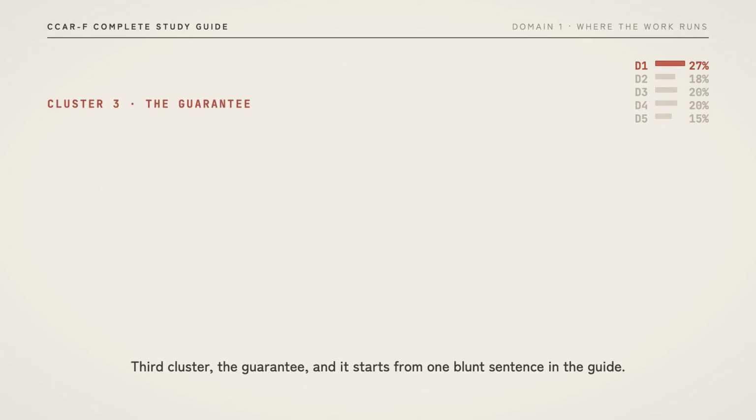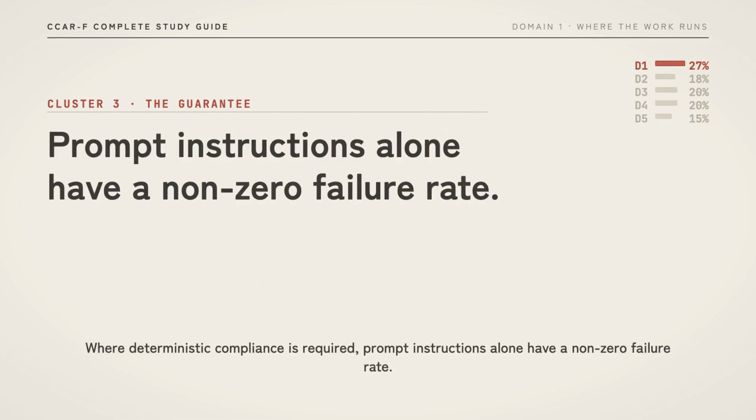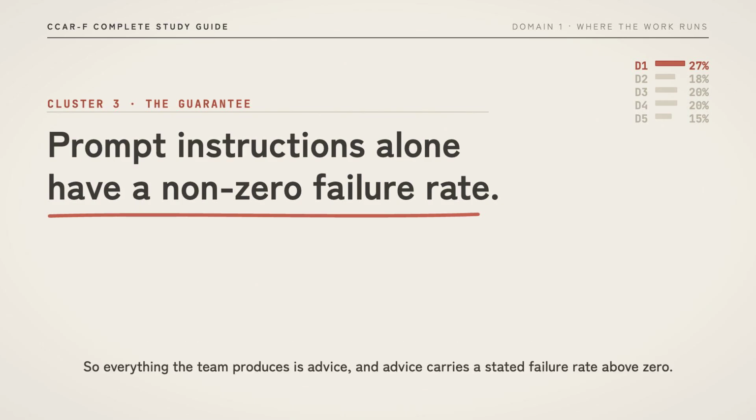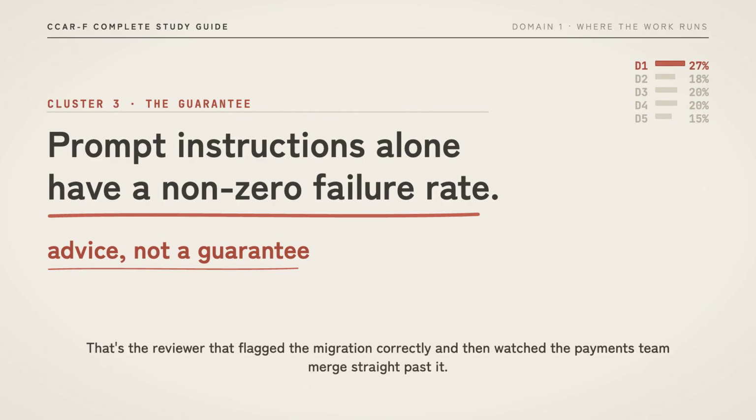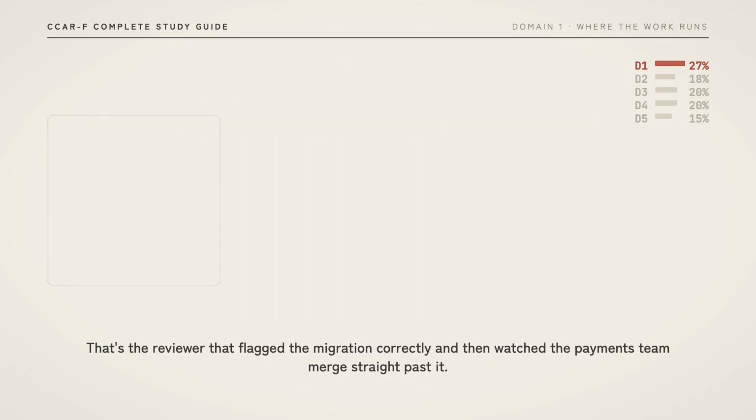Third cluster, the guarantee, and it starts from 1 blunt sentence in the guide. Where deterministic compliance is required, prompt instructions alone have a non-zero failure rate. So everything the team produces is advice, and advice carries a stated failure rate above 0. That's the reviewer that flagged the migration correctly, and then watched the payment stream merge straight past it.